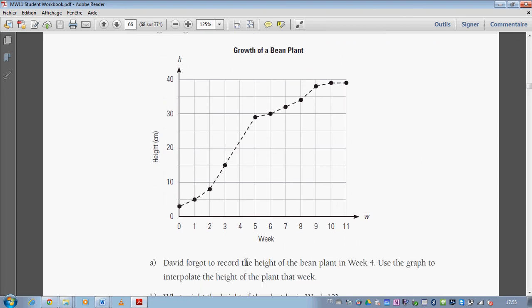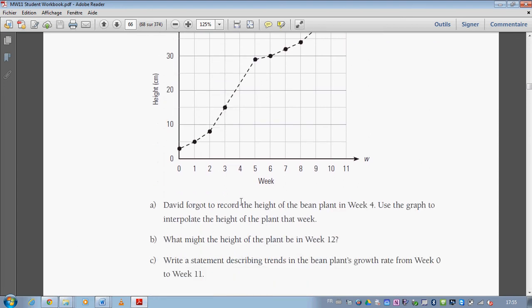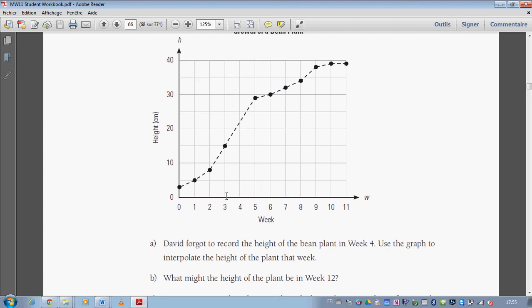So David forgot to record the height of the bean plant in week 4. Use the graph to interpolate the height of the plant that week. Well, it looks like he had a value for week 3, which was 15, and he had a value for week 5, which looks like it's 29. So the value between these two at week 4 looks like it's about 22. It looks like at week 4 the plant was roughly at 22 centimeters.